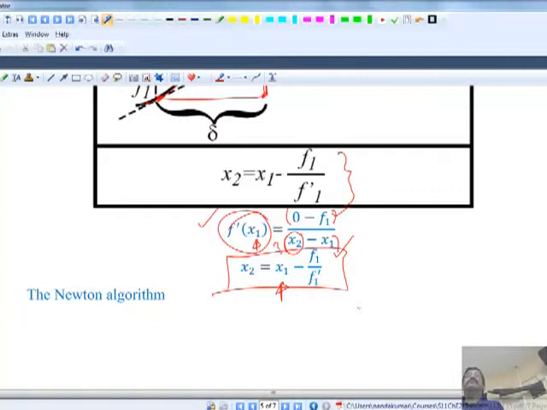So that's a penalty I pay. I need to calculate the function and its derivative. So instead of making two guesses, I make only one guess, but at that guess, I calculate both the function and its derivative. And then I get a new value for a guess, x2. And then I put a loop around that, checking for convergence at every iteration. Any questions on that?